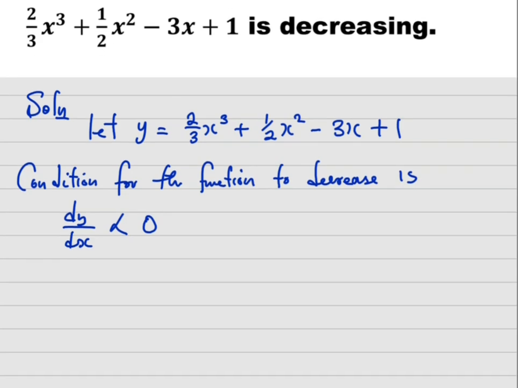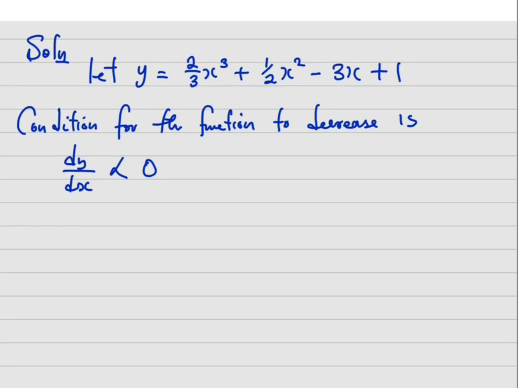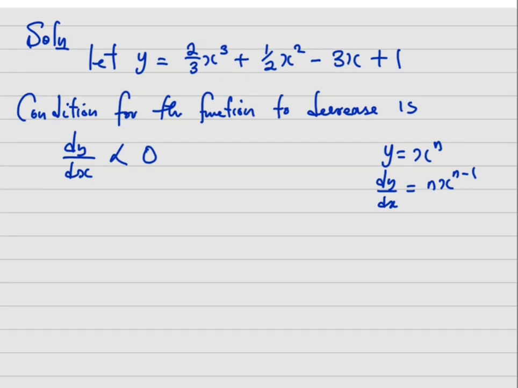The condition has led us to understand that we need dy by dx, that is the differential of the expression. Let me just let you know what I'm going to be using, just to refresh your memories. If y equals x raised to power n, then dy by dx must equal n x raised to power n minus 1. This is what I'm going to be using to differentiate y.